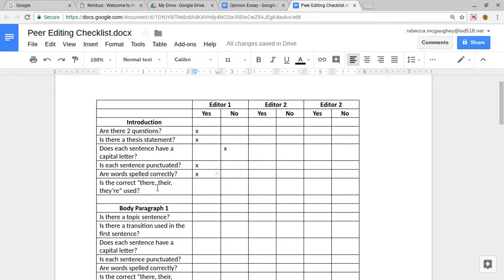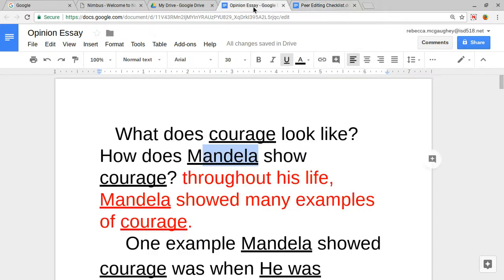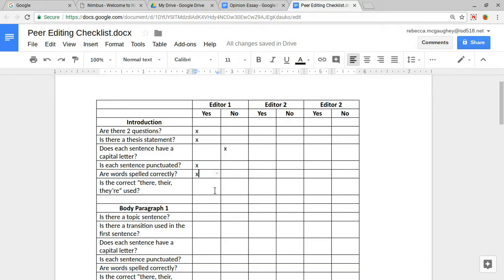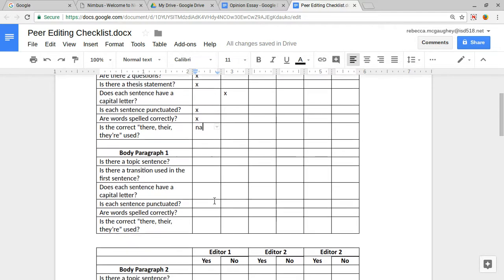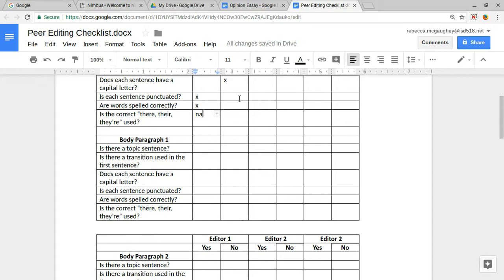And is the correct there, they're, and their used? So I would simply go through and highlight any theirs, which I don't have any in that paragraph. So I am just going to put NA, not applicable, doesn't have any. Now I move on to my first body paragraph. Okay, is there a topic sentence?